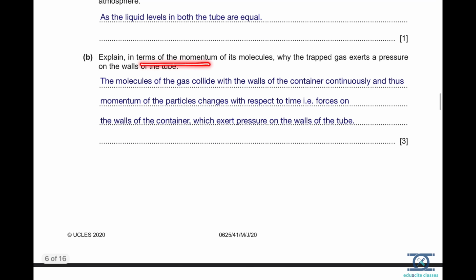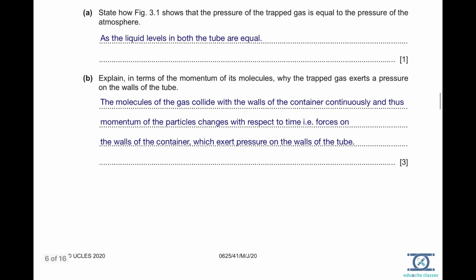Explain in terms of the momentum of its particles why the trapped gas exerts a pressure on the walls of the tube. So we know that the molecules of the gas collide with the walls of the container continuously. There are some gas molecules which are always colliding with the container, and thus the momentum of the particles changes. They collide, they return back, so the velocity direction is continuously changing.